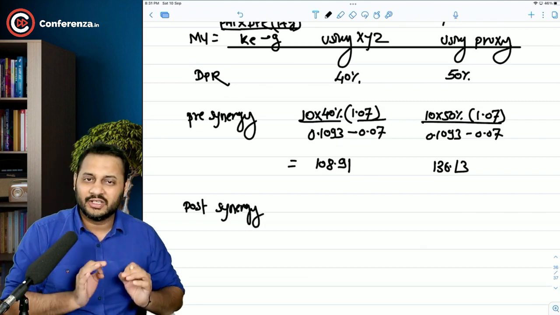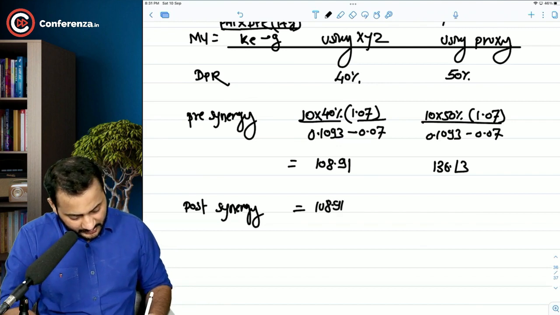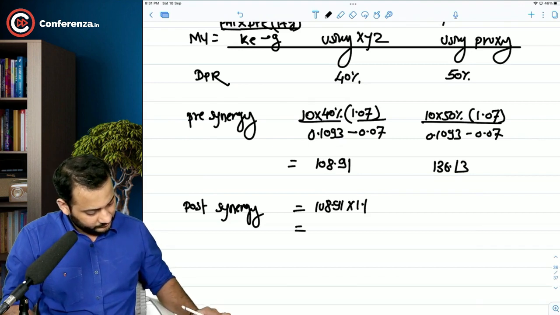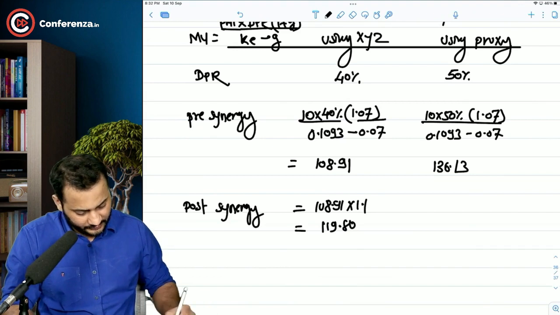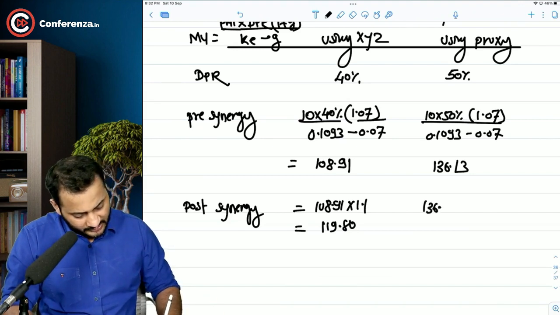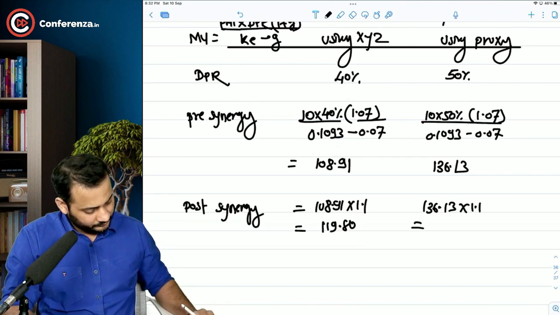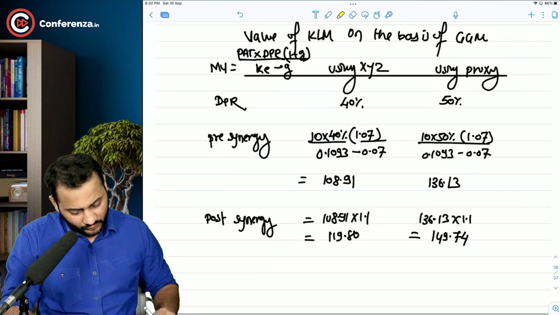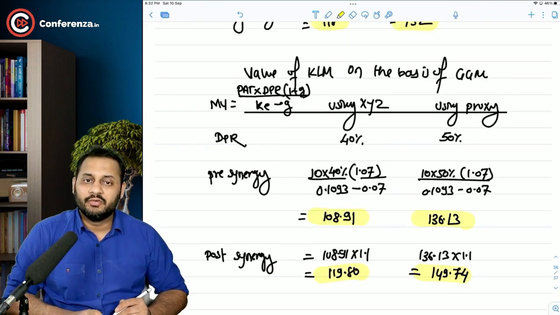Okay, how to calculate the post-synergy value? You just have to increase it by 10%. 108.91 into 1.1 is 119.801, and 136.13 into 1.1 is 149.74. So we have the four values here, 1, 2, 3 and 4, according to the dividend payout ratio.